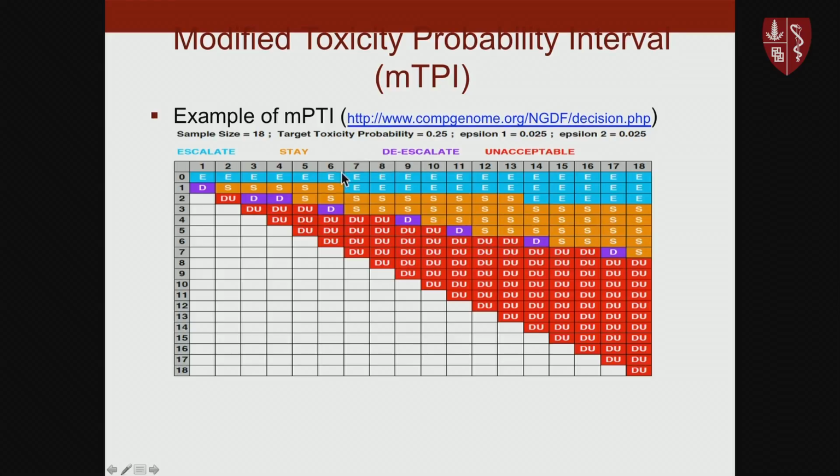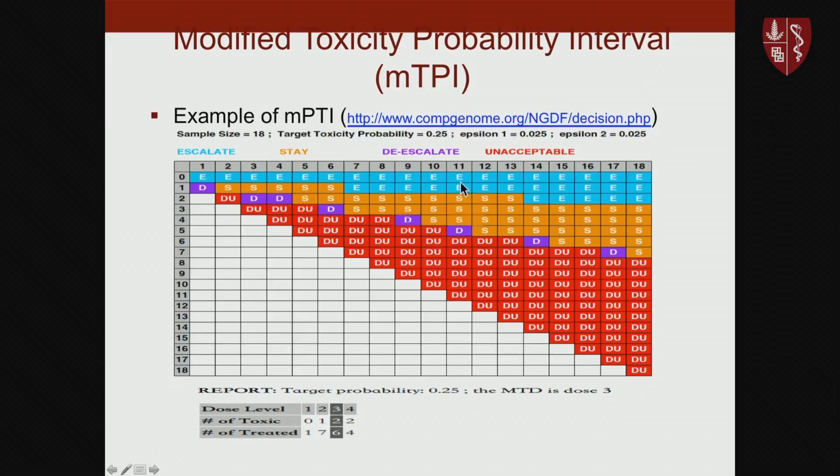So we read this table as follows: these are the number of patients already in the cohort, and these are the number of toxicities that you observed. For example, if I have a first patient with 0 toxicity, I escalate to the next dose group. And if I have 2 patients with 1 toxicity, I stay on course. So that's how you read this table. Now this table already incorporates your target probability and your threshold.